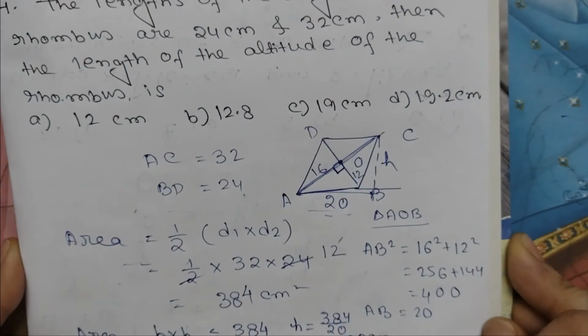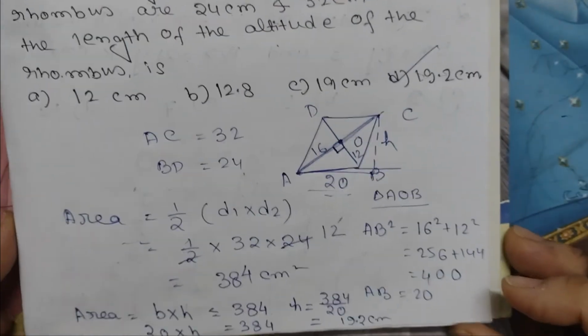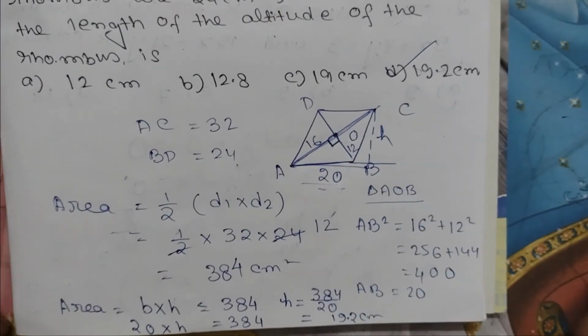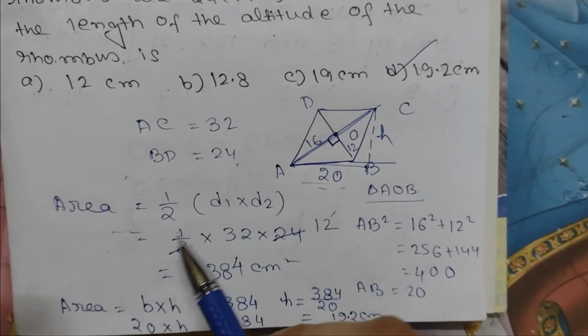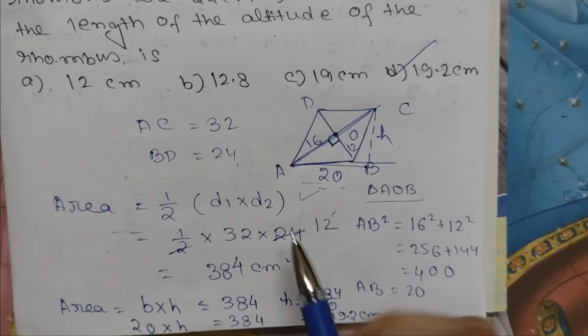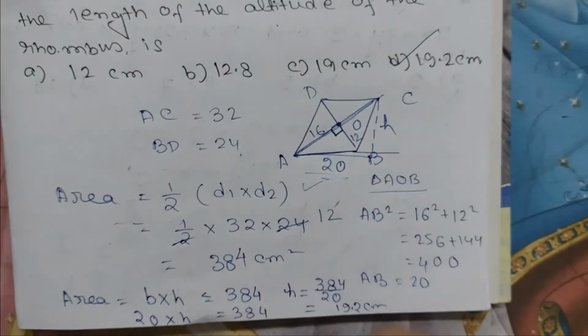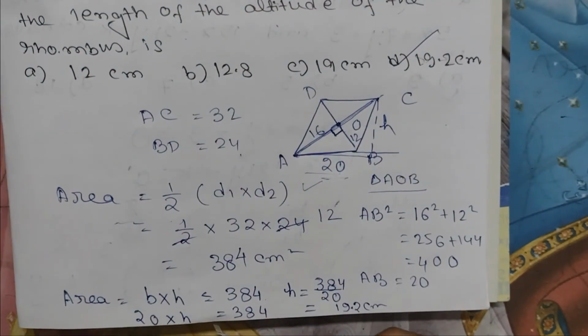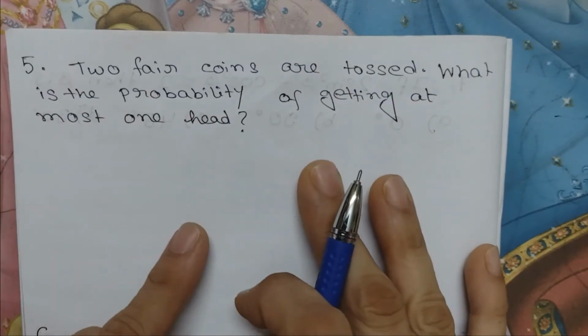Now let's see the options. So the correct option is D. Here you have to use the two formulas of the area. First we are using half into D1 into D2 and the next formula we have to apply is base into height.